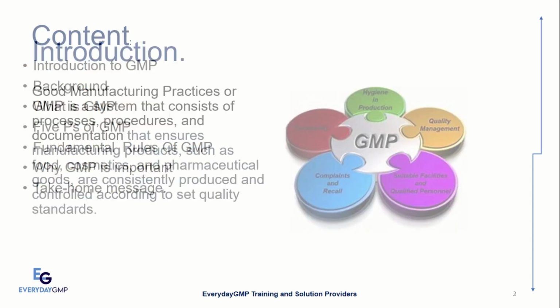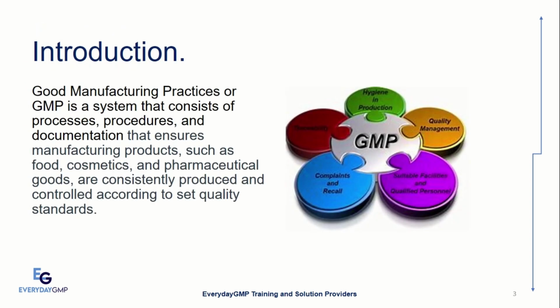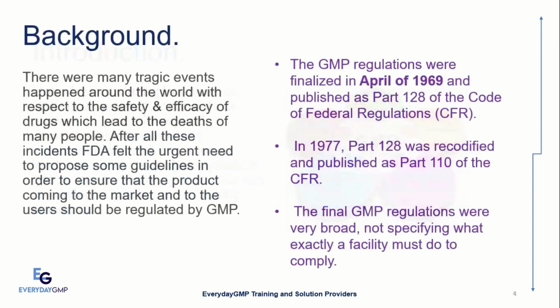Take-home message. Introduction. Good manufacturing practices, or GMP, is a system that consists of processes, procedures, and documentation that ensures manufacturing products, such as food, cosmetics, and pharmaceutical goods, are consistently produced and controlled according to set quality standards.